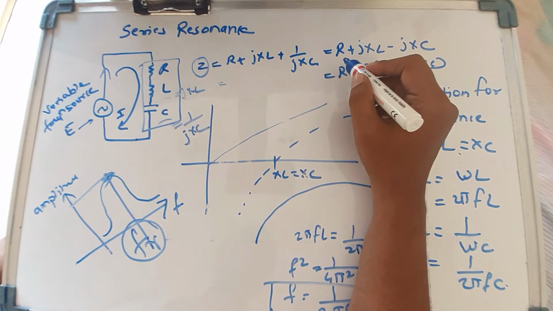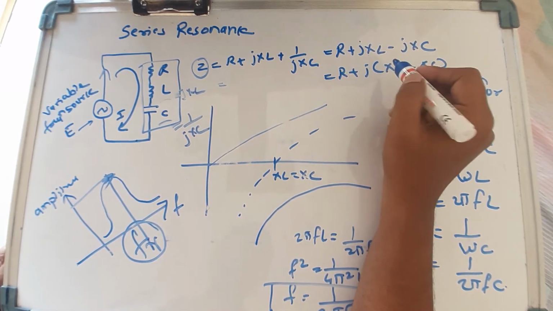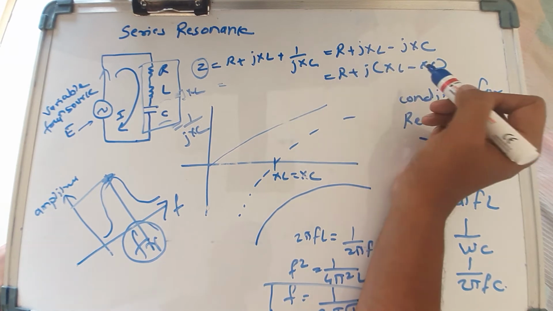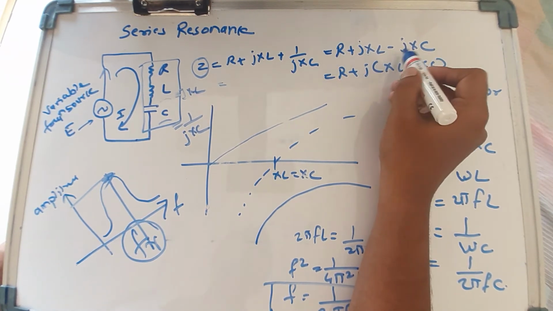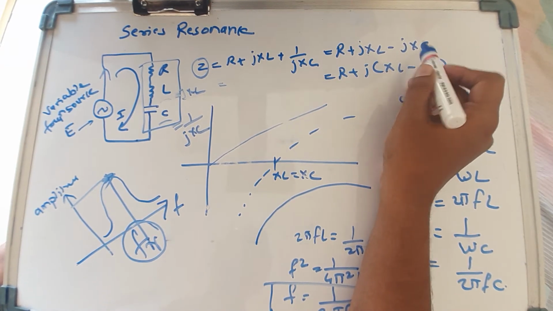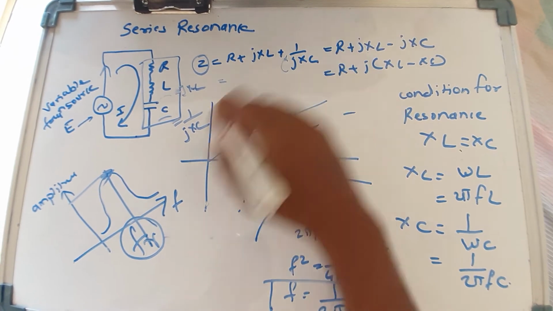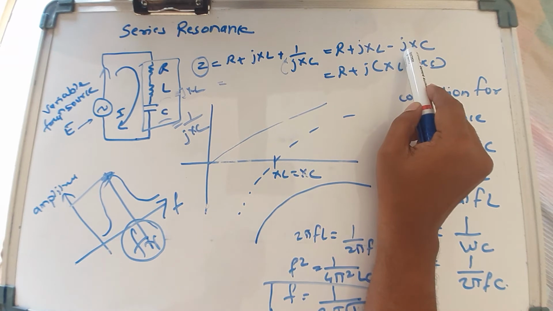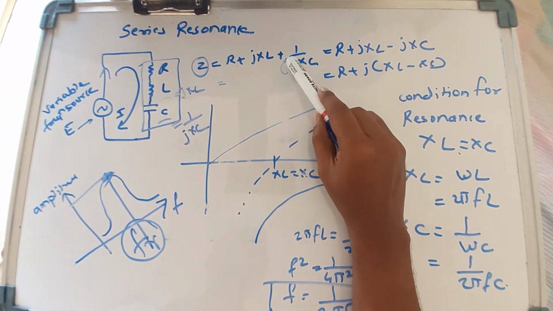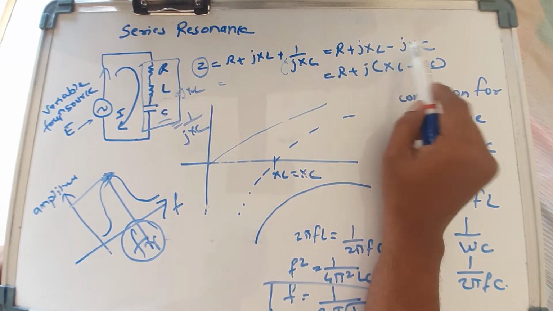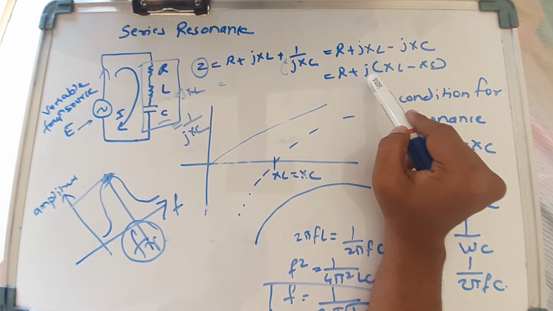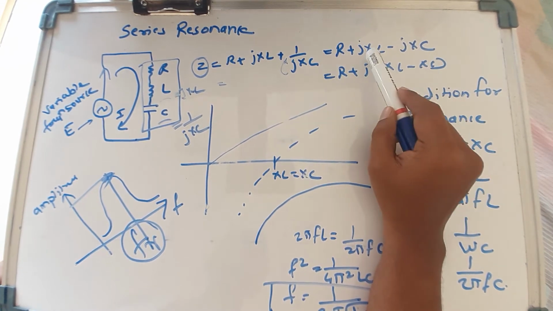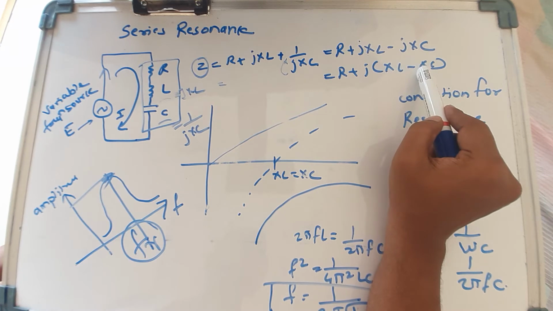Here again I will take R plus jXL minus jXC. Why minus jXC? Because that term is taken from the denominator to the numerator, so the sign becomes minus. So R plus j, in bracket, XL minus XC.